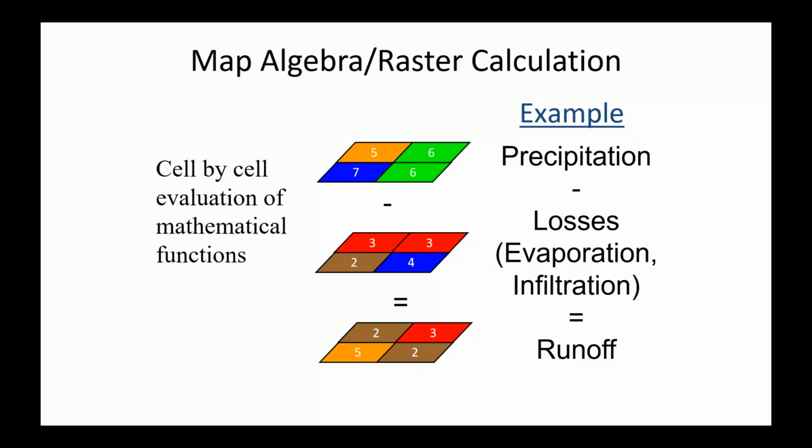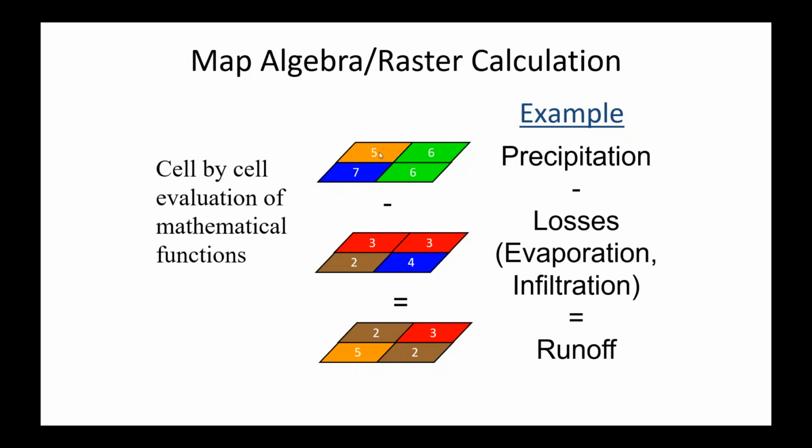This is the second part of the Geographic Information Systems in Water Resources lecture on spatial analysis, and this will focus on map algebra or raster calculations. Now, this is a pretty powerful concept in working with raster data. It allows you to perform cell-by-cell evaluation of mathematical functions.